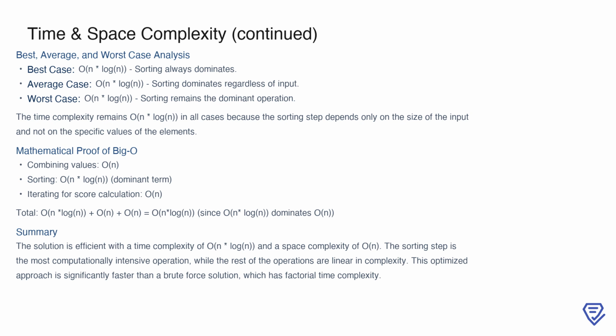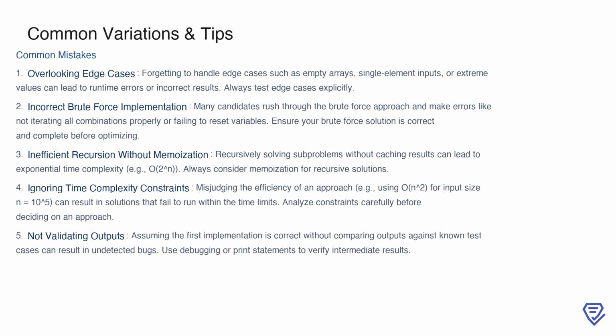Overall, this solution is highly efficient, with the sorting operation being the key contributor to the computational cost. Compared to the brute force approach with its factorial time complexity, this optimized solution is significantly faster and scalable for larger inputs. One of the most common mistakes in solving problems like Stone Game 6 is overlooking edge cases.